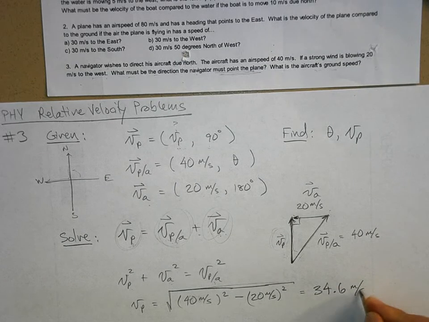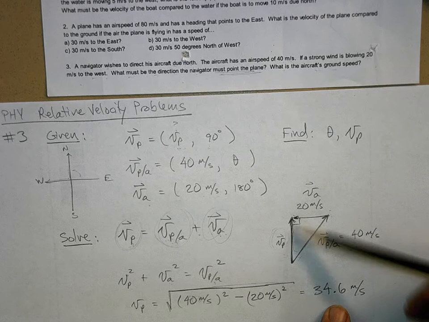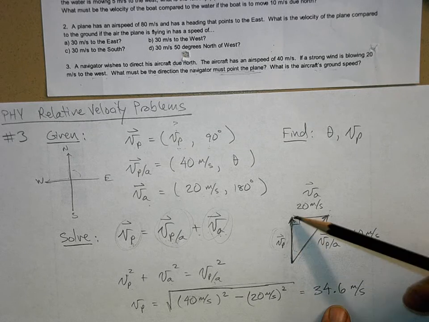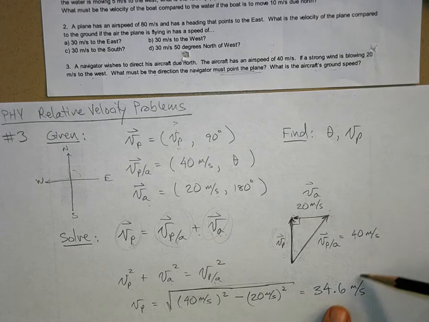meters per second. Then I look at my picture. Does that make sense? Yeah. Because look, the hypotenuse is 40, so this is less than 40. And it's on the right scale. It's going to be bigger than 20, but less than 40, and there you go.